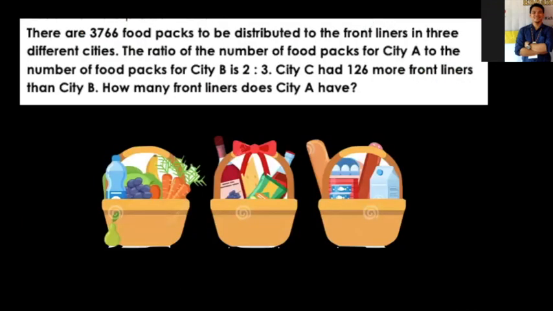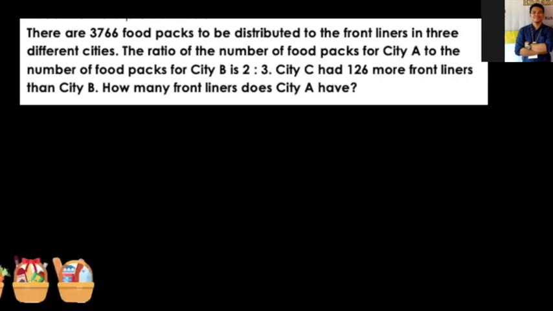Let's have now problem number 2. There are 3,766 food packs to be distributed to the frontliners in 3 different cities. The ratio of the number of food packs for City A to the number of food packs for City B is 2 is to 3. City C had 126 more frontliners than City B. How many frontliners does City A have? So again, let us use a model drawing method for this problem.